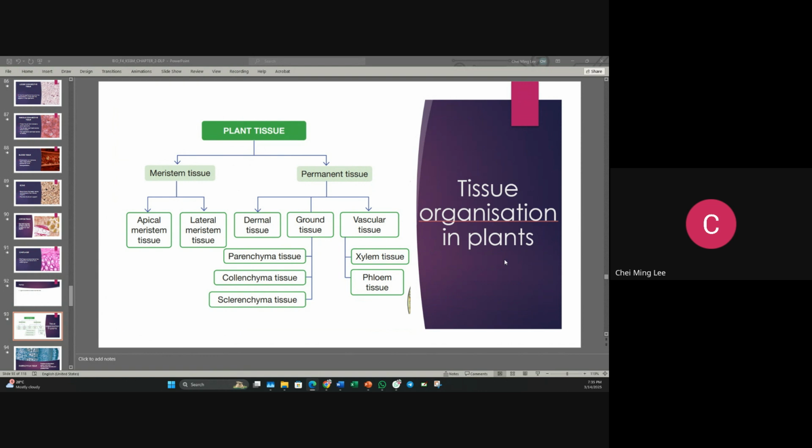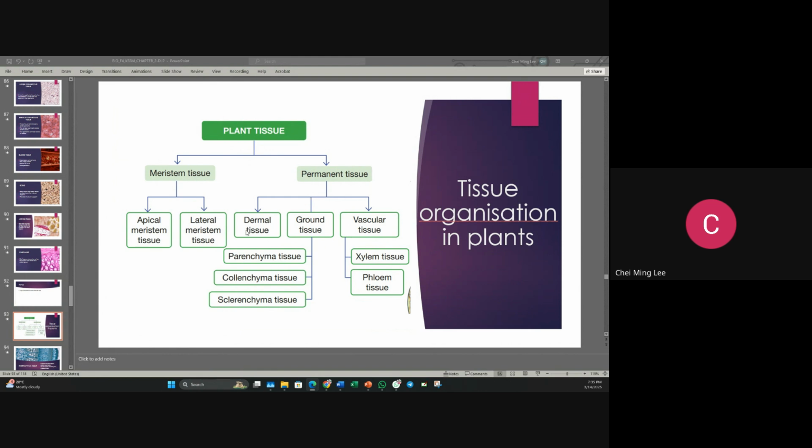For plant tissue, it can be divided into meristem tissue and permanent tissue. Meristem tissue is made up of apical meristem and lateral meristem. Apical meristem are those meristem cells that help to grow vertically, while lateral is to make the stem bigger and bigger. Never mind, we will learn this in Form 5 actually. This one you just need to know only.